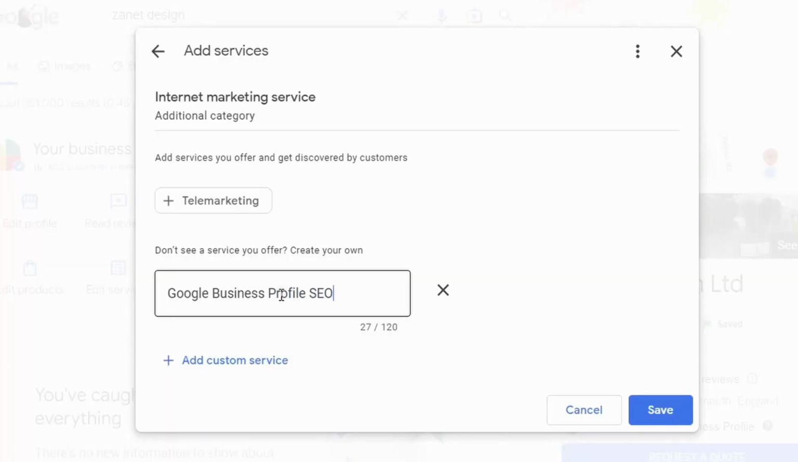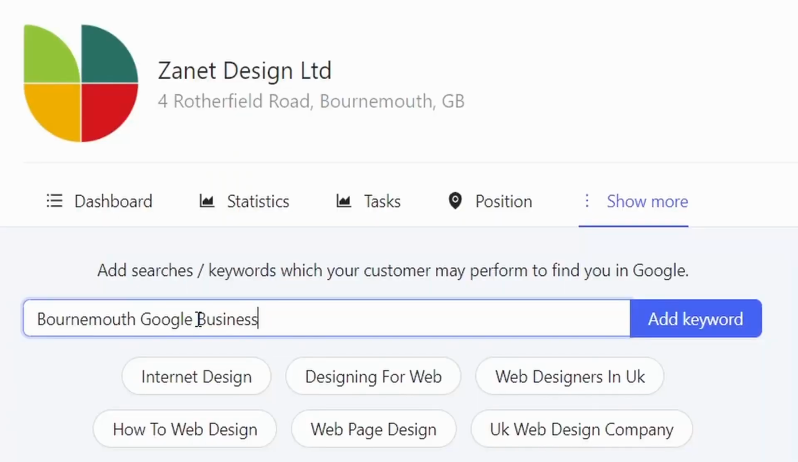But this is the amazing bit. Your own custom services can also be ranked just as well. So you can choose whatever keywords you want as a service, you can justify it as your business does it, and you'll see ranking for it. And that's where this video is going to show you how to do that too.